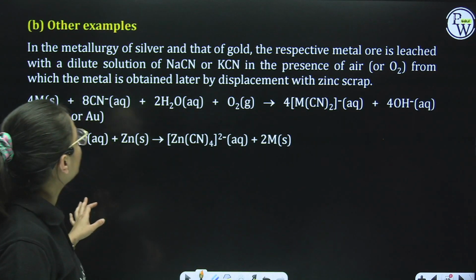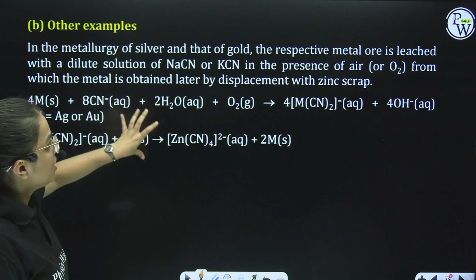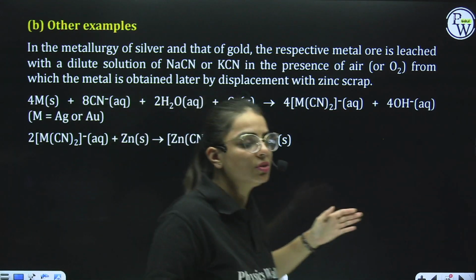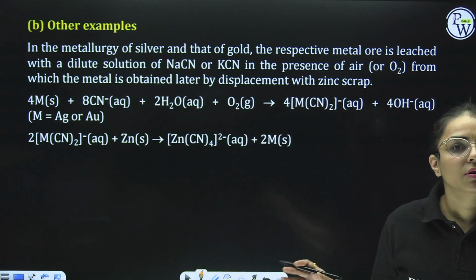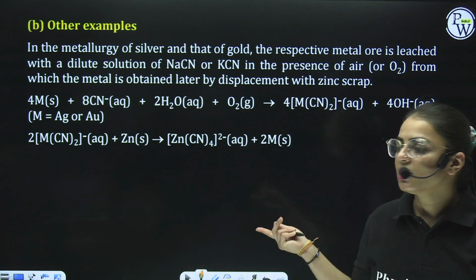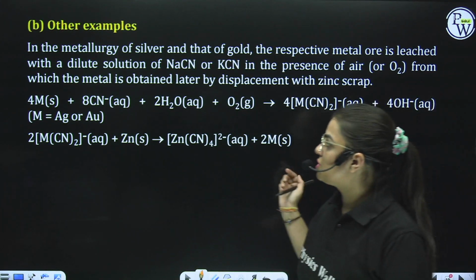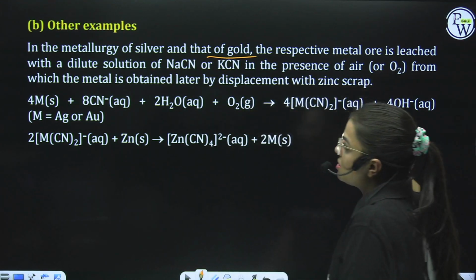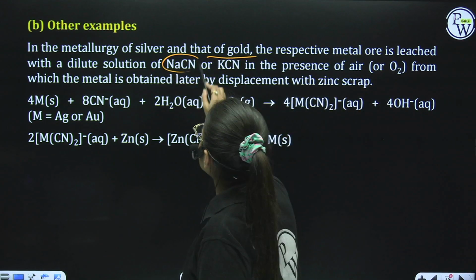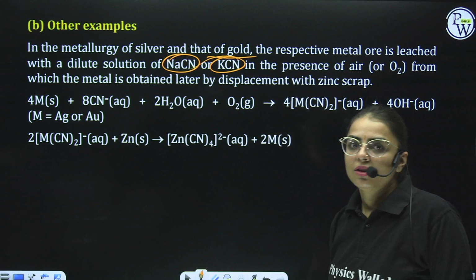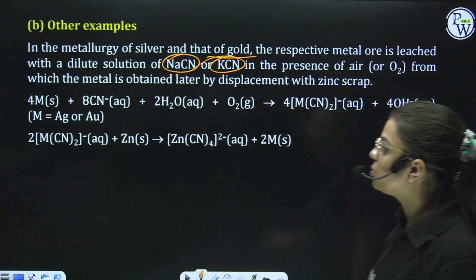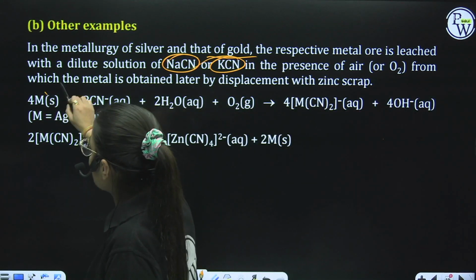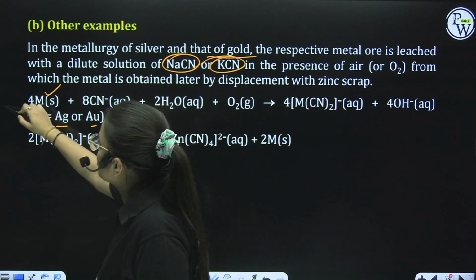Now over here we are going to do other examples. Here we are going to do the concentration of gold. In the previous case I told you of aluminium, here of silver and gold. So in the metallurgy of silver and that of gold, the respective metal ore is leached out with a solution of NaCN and KCN, their cyanides. Okay, we are going to do this with their cyanides. For example, this is your metal, that is Ag and Au. This is your impure metal.